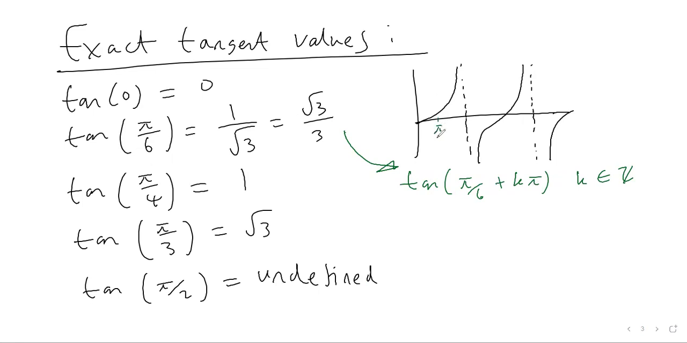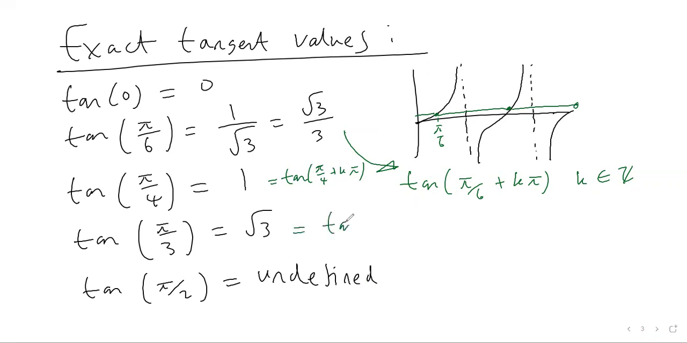So let's say pi over 6 is down there. You get this y value there, root 3 over 3. Add pi to it, you get the next one. Add pi to it, you get the next angle, and so on and so on. So if you just add integers of pi to pi over 6, you get root 3 over 3. Similar idea with this here. So this is going to be tan of pi over 4 plus k pi. So that's always going to be 1. So for example, 5 pi over 4, 9 pi over 4, just adding pi every time, that's going to be equal to 1.